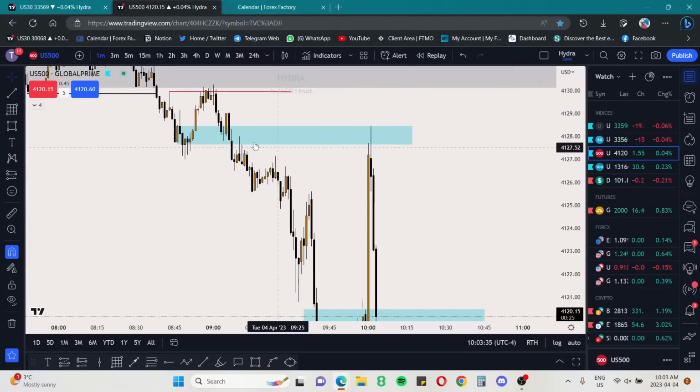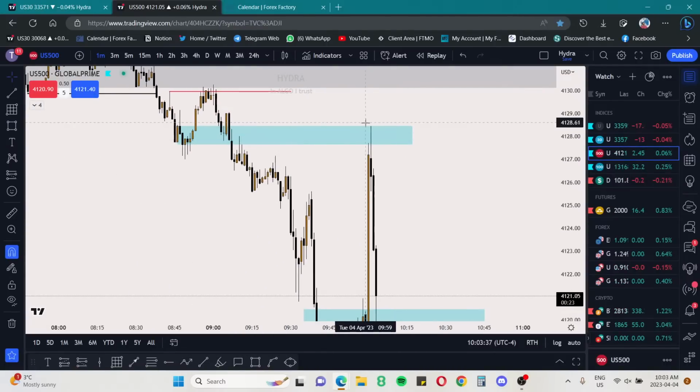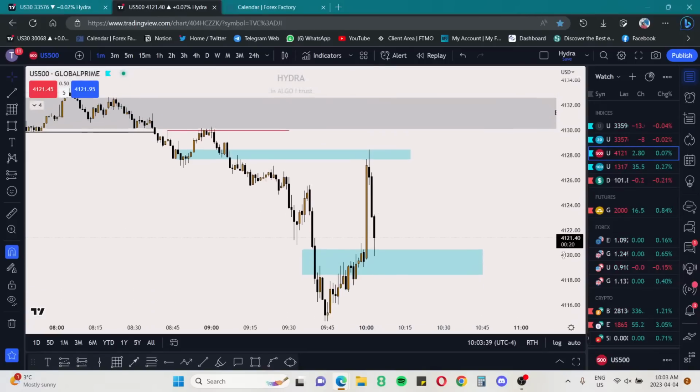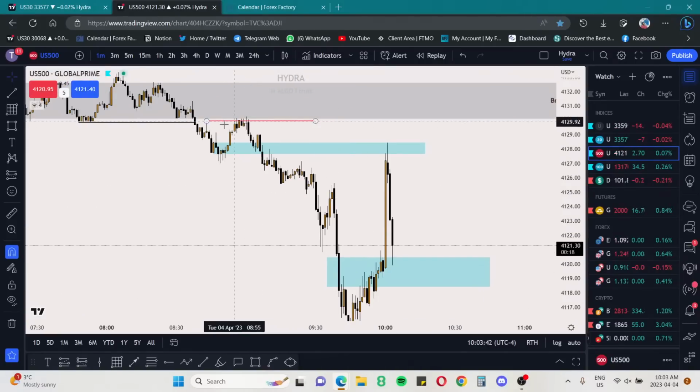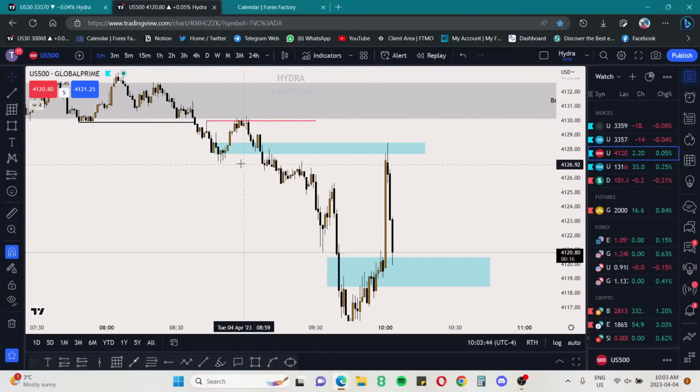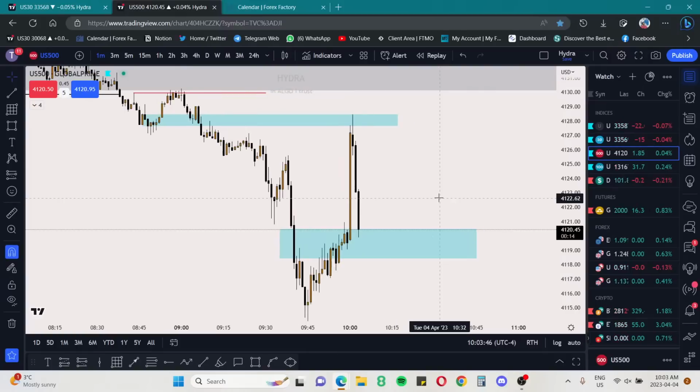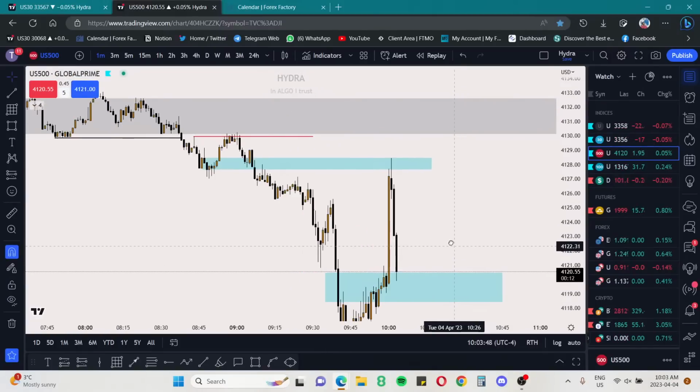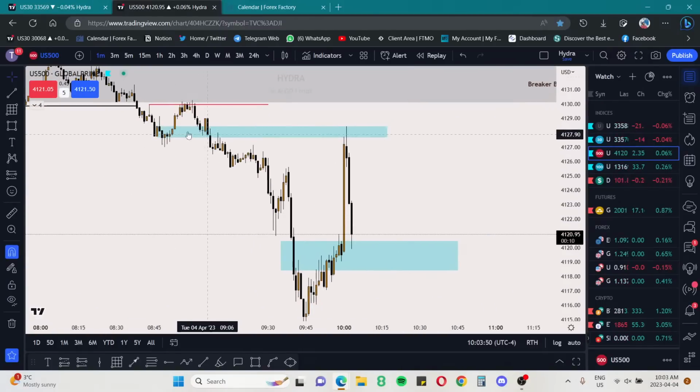And what do you see price doing right now? Price hit the breaker block and rejected from this breaker block. I didn't see it, otherwise I would have mentioned it, okay? Anyway, we missed our setup. We missed the entry. The setup was there, but we didn't see it.